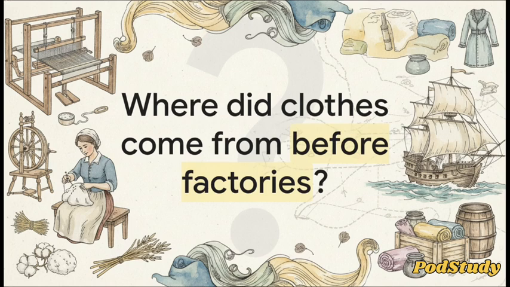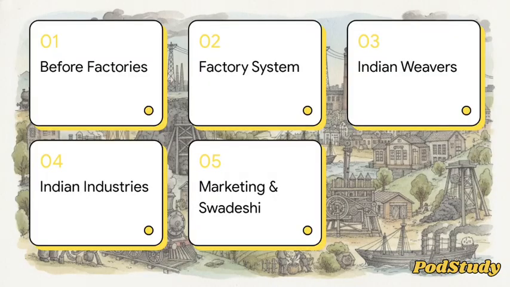But imagine a world hundreds of years ago. We're talking no electricity, no giant smokestack factories, literally zero mass production. How did the world still manage to trade massive amounts of clothing internationally before all of that even existed? Well, that is exactly where our story begins. Okay, let's dive into this.